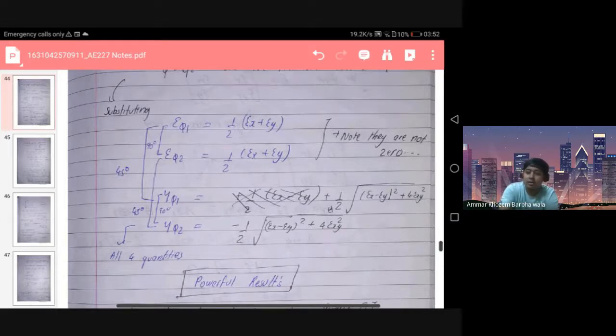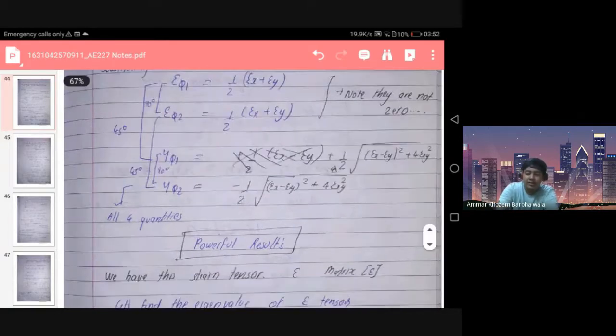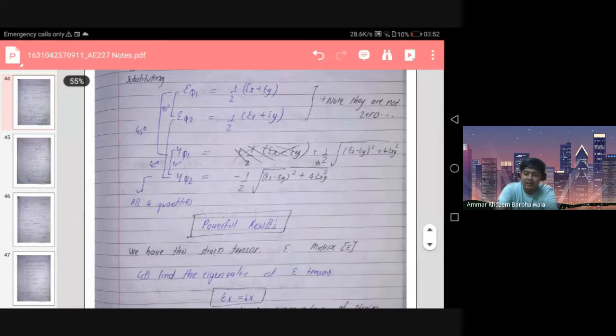Also note that the normal strain is non-zero in this case. When we had the maximum normal strain, the shear strain was 0, but in the case of maximum shear strain the normal strains are non-zero. They have some value at both angles phi 1 and phi 2, and they have the same value. At one angle we have the maximum shear strain, and at the other angle we have the minimum shear strain. So these are the powerful results which we consider.